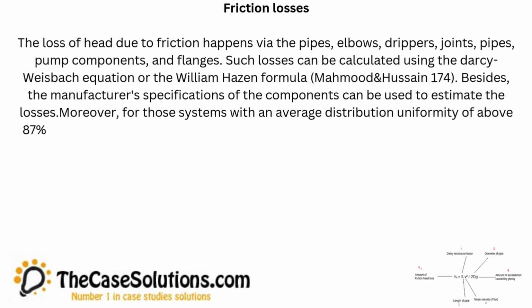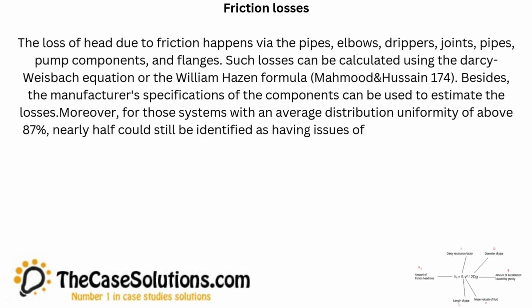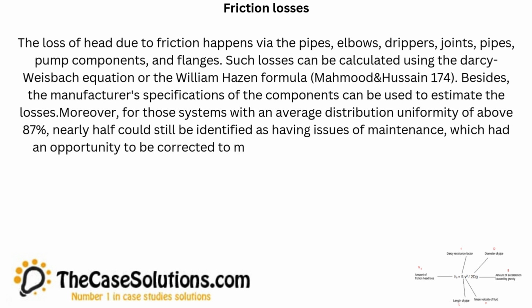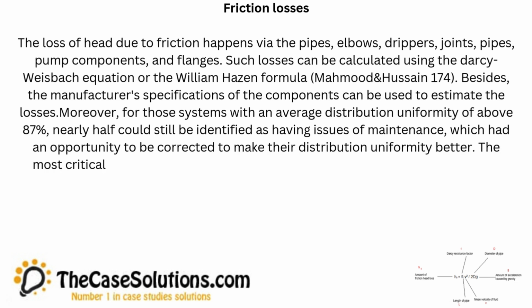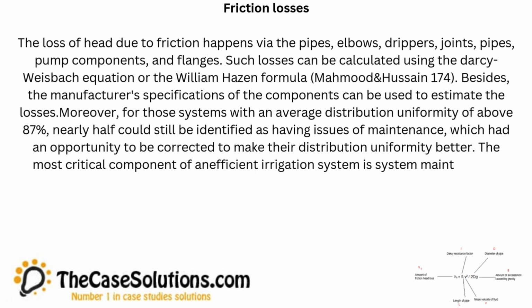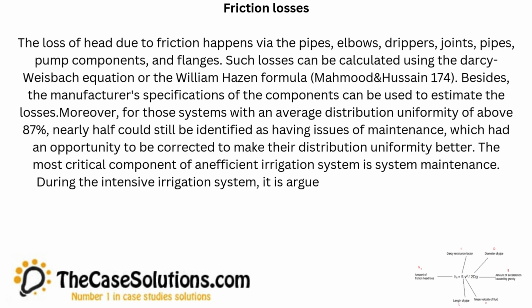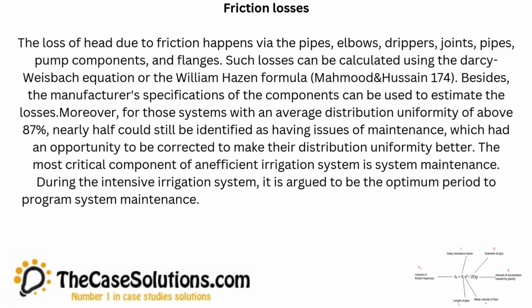Moreover, for those systems with an average distribution uniformity of above 87%, nearly half could still be identified as having maintenance issues, which had an opportunity to be corrected to make their distribution uniformity better. The most critical component of an efficient irrigation system is system maintenance. During the intensive irrigation season, it is argued to be the optimum period to program system maintenance.